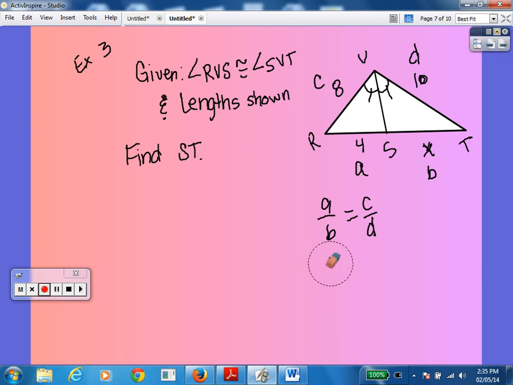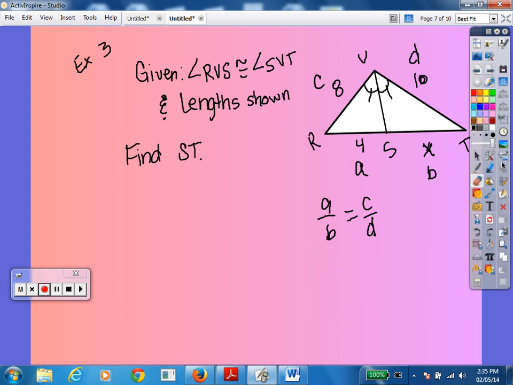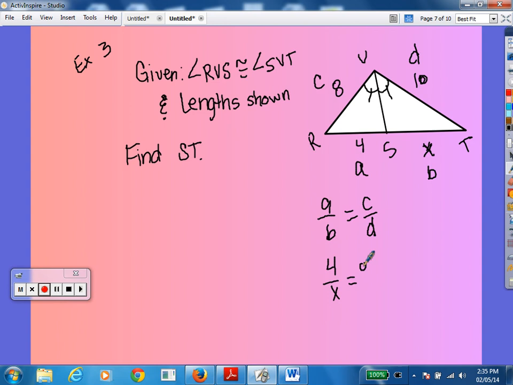All right, let's go back. A over B. Oh, I didn't do that wrong. I didn't do that. I did do that wrong. 4 over X equals 8 over 10. Have to be careful there. A over B equals C over D. And I split my side. I've got to remember that's my A and my B. So that gives me 40, and that gives me 8x. So divide by 8, x equals 5.